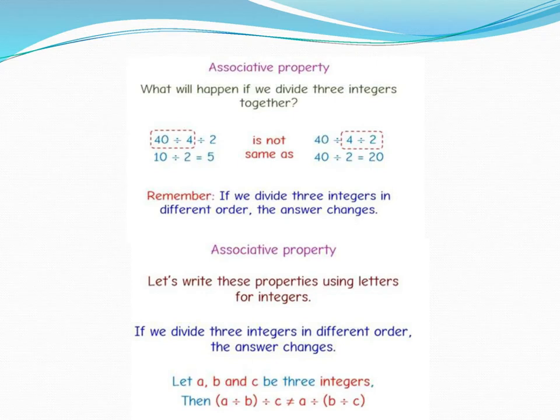Now we change the order. First we divide 4 by 2. Then we get the quotient 2. Then 40 is divided by the resulting quotient. What is that resulting quotient? 2. Then we get 20. Here the quotients are different in both cases. It means if we divide three integers in a different order, the answer changes. So let a, b and c be three integers, then (a ÷ b) ÷ c is not equal to a ÷ (b ÷ c).